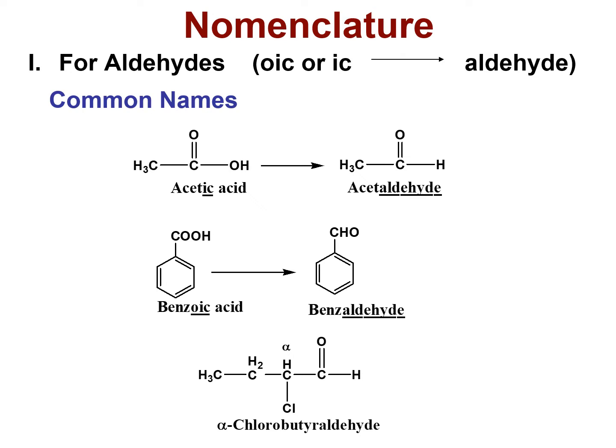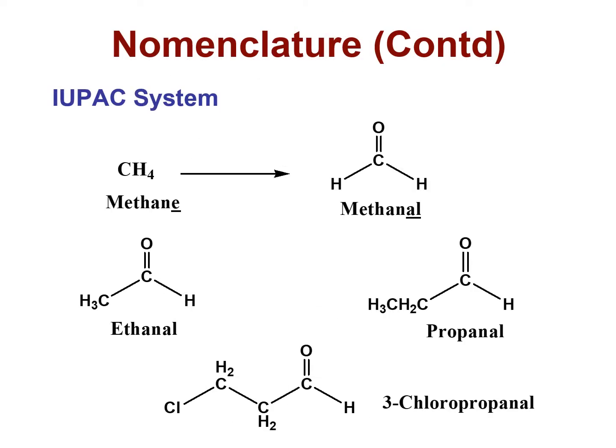The common nomenclature of aldehydes was based on the name of the acid that the aldehyde comes from, and then we removed the -ic and we added the word aldehyde. The IUPAC nomenclature came from the alkane that contains the aldehydic group. We removed the e and we added an -al in its place.